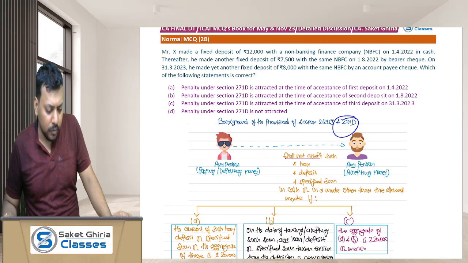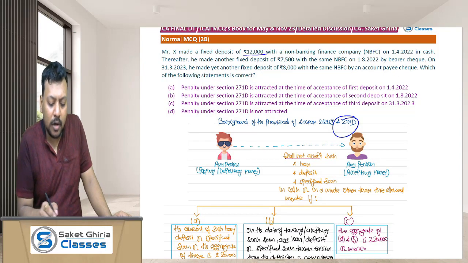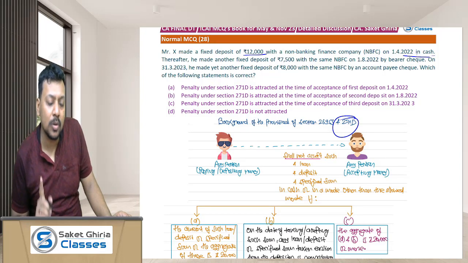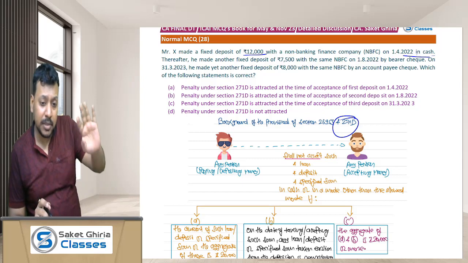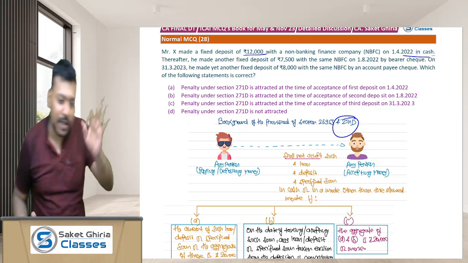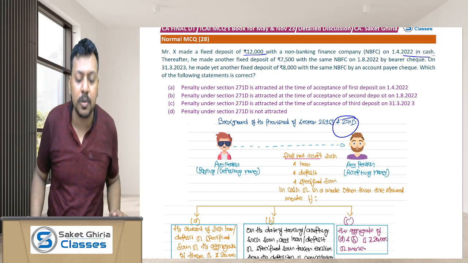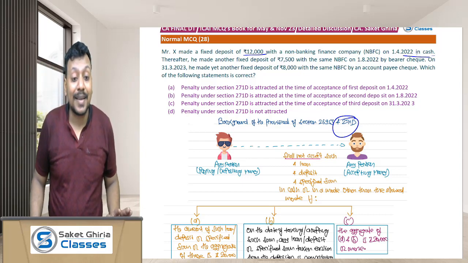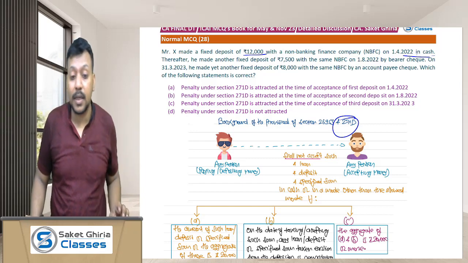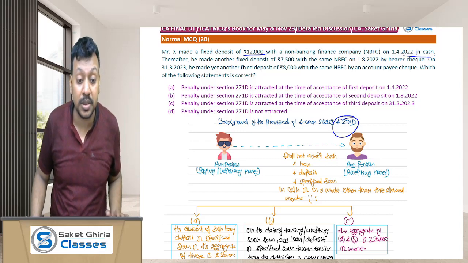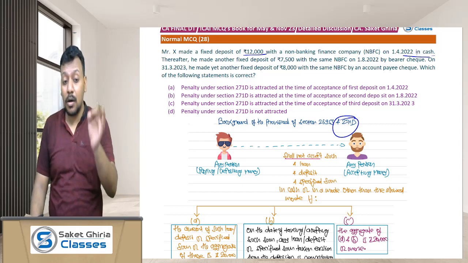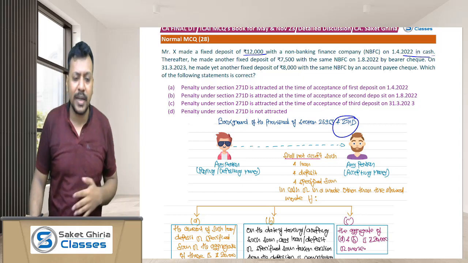So moving here, Mr. X made an FD of rupees 12,000 with the NBFC on 1/4/2022 in cash. Is cash an allowed mode? No, it is not. But sir, Mr. X goes to the NBFC and says, I have come here to make an FD of rupees 12,000, and the FD is in cash. You are the CEO of the NBFC. You immediately recall that there is a provision, section 269SS, which says that you should not accept a deposit of rupees 20,000 or more in cash.